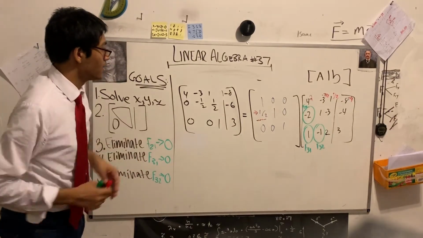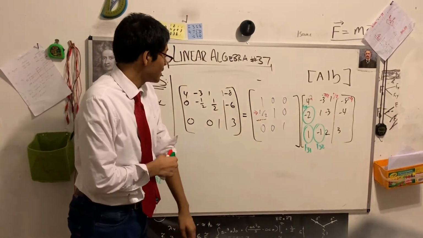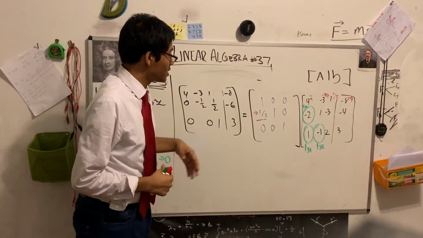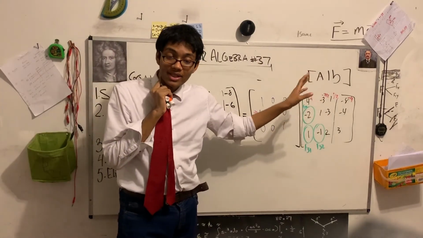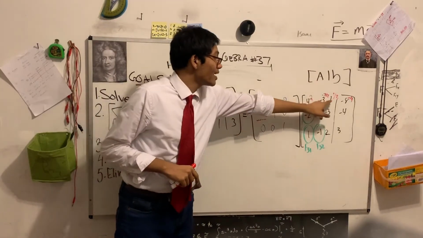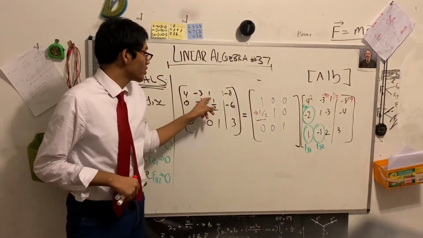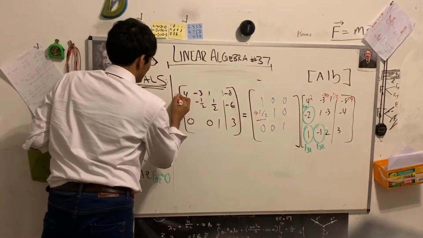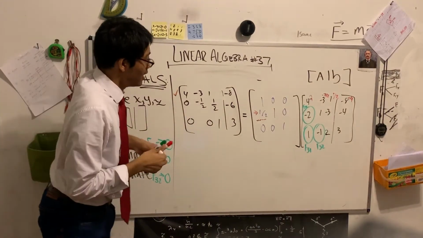Okay. So all Alex had to do is do the following. The first row should remain the same. Is it the same? 4, minus 3, 1, minus 8. 4, minus 3, 1, minus 8. Great job with the first row. It is correct.